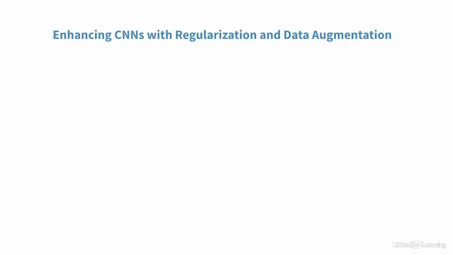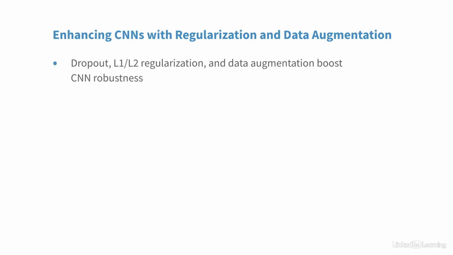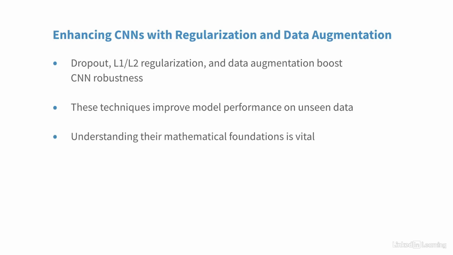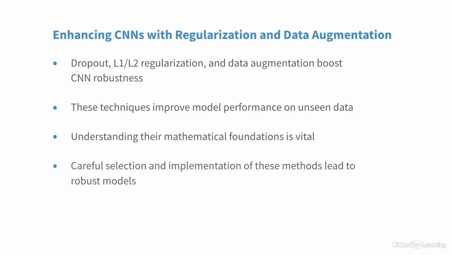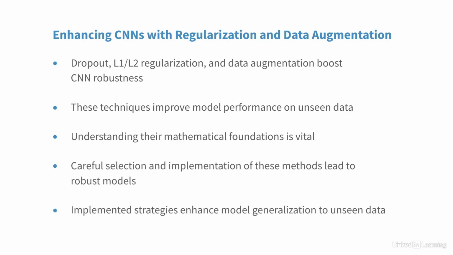So we've talked about a number of regularization and data augmentation techniques. CNNs can learn more robust and generalizable features by incorporating regularization techniques like dropout and L1 or L2 regularization, as well as data augmentation strategies in the training process. By using these techniques, you're going to enable your model to perform better on unseen data. This will improve its overall performance and reduce the risk of overfitting. Understanding these techniques and their underlying mathematical foundations is crucial for effectively training CNNs. By carefully selecting and implementing regularization methods and data augmentation strategies, you can create more robust models that generalize well to new unseen data.